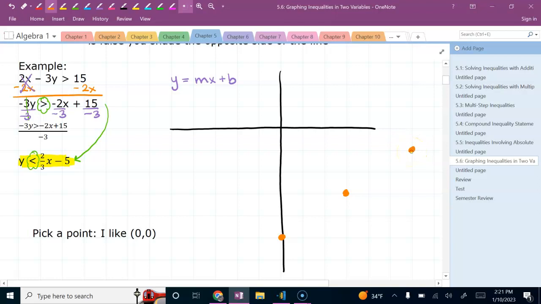Now we need to figure out how we're going to graph it. Like, are we going to have a solid line or a dotted line? And then we need to talk about shading. What side of the line do we shade on? My inequality sign that I have circled here is just a less than sign, no equal sign. So you need to have a dotted line. So when you go to connect these points, don't be too quick to just draw a straight line through them. You need to draw a dashed line through those points.